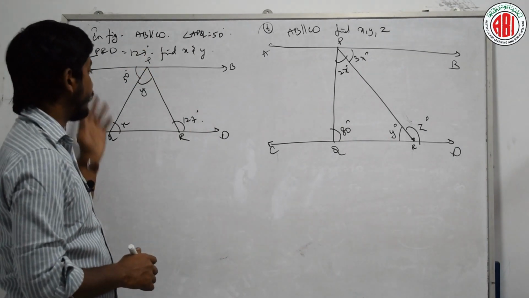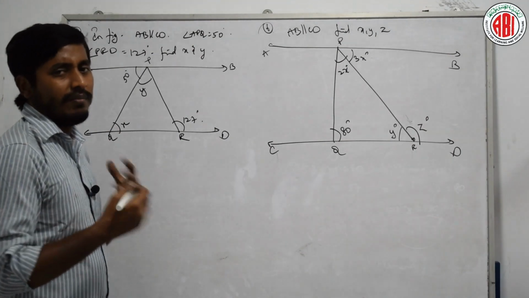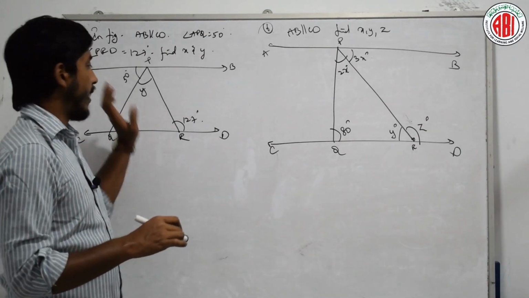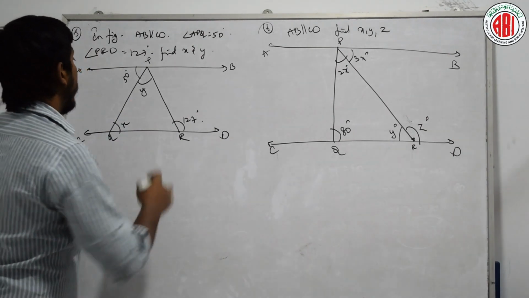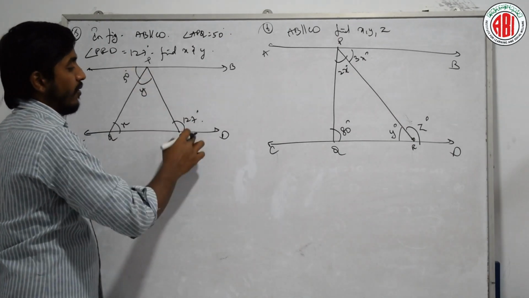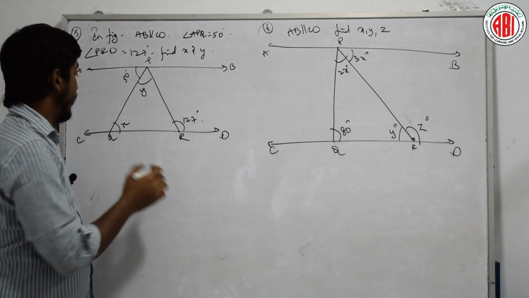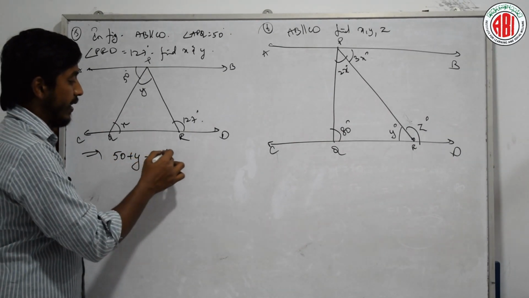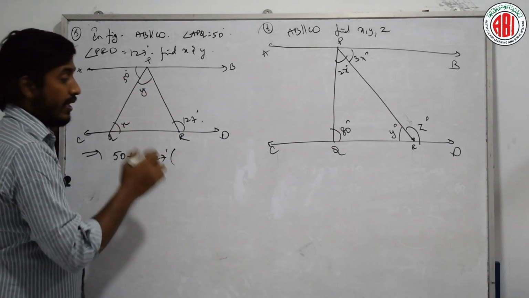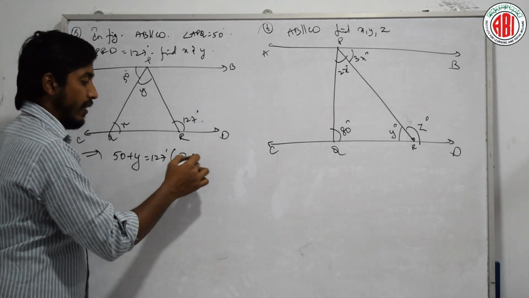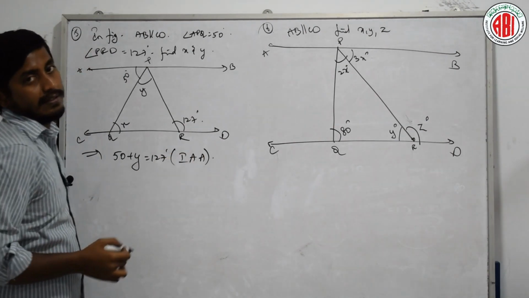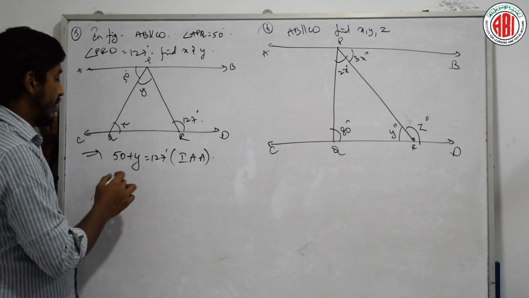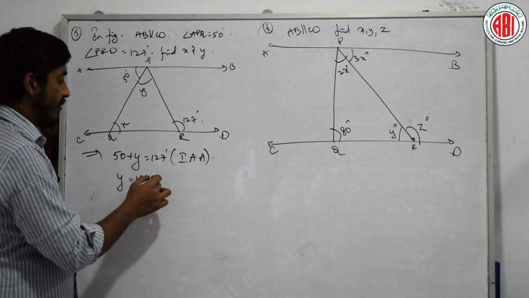How do we find? Just use some logic. Whatever you want to use, you can. Just tell me 50 plus y is equal to 127. Isn't it? That is 50 plus y is equal to 127. Why? Those are again interior alternating angles. Okay? That is y is equal to just 127 minus 50.